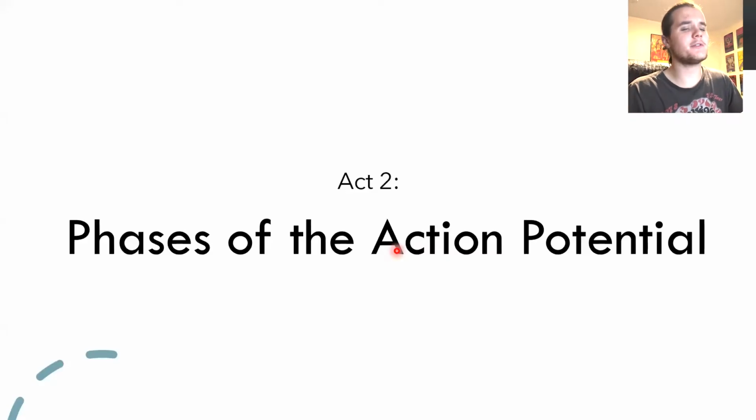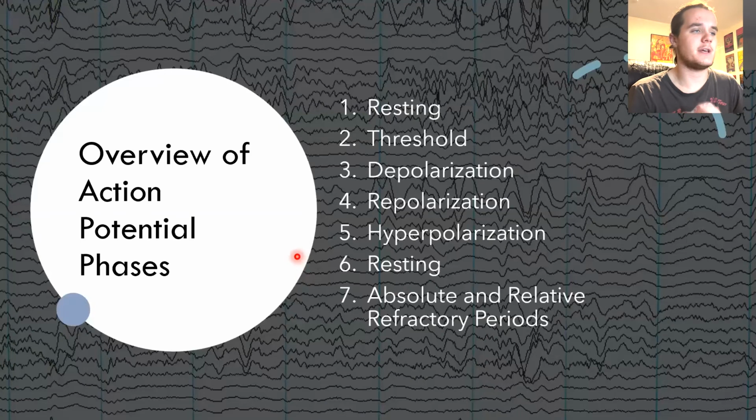Okay, so now that we have a good understanding of the resting membrane potential, now we're going to talk about the phases of the action potential. Before we do that, we're going to have a quick overview of the action potential phases. So we've got the resting phase, the threshold, depolarization, repolarization, hyperpolarization, and then back to resting. There are two notions we should talk about called the absolute and relative refractory periods.